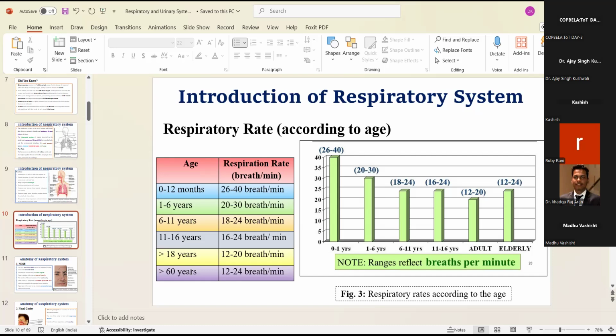That external system, inferior to the nose, consists of the nasal cavity.